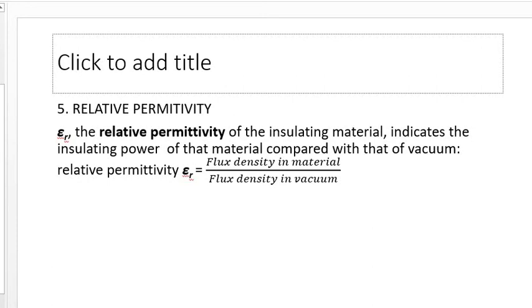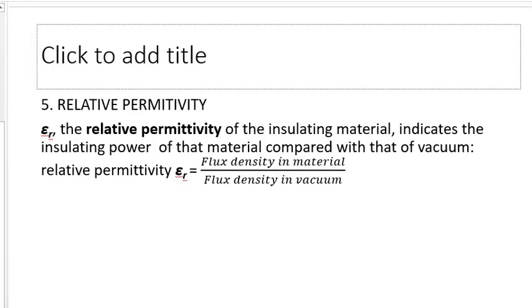So in capacitors, we've got insulating material. Relative permittivity is denoted by epsilon r, and it's the flux density in the material divided by the flux density in vacuum. For free space, the flux density in free space is equal to the flux density in vacuum, so relative permittivity in free space is equal to unity.